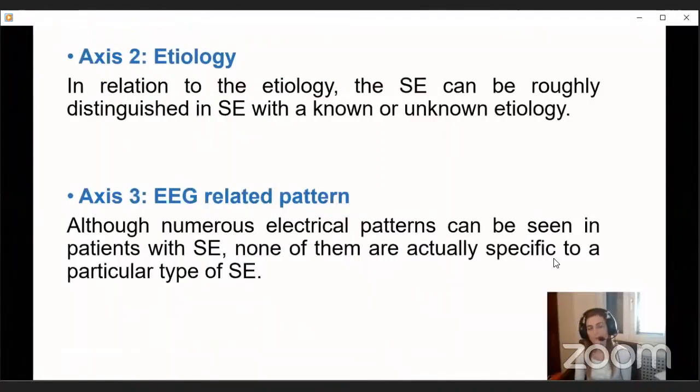The etiology, axis 2, can be divided into two main categories: known etiology, in which you can promptly identify the cause, and unknown etiology. This is very crucial, as this is a very challenging point to address treatment.